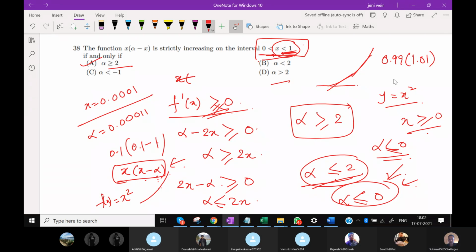Sir, if we take a value very close to 0? Then you are considering the second case, actually. If you take a value very close to 0, what will happen? I showed you that: x equal to 0.00001. Even if you take alpha as 0.00011, then also this is positive. It will keep on being positive, and it will increase. As you keep increasing X, you have to go on increasing alpha.